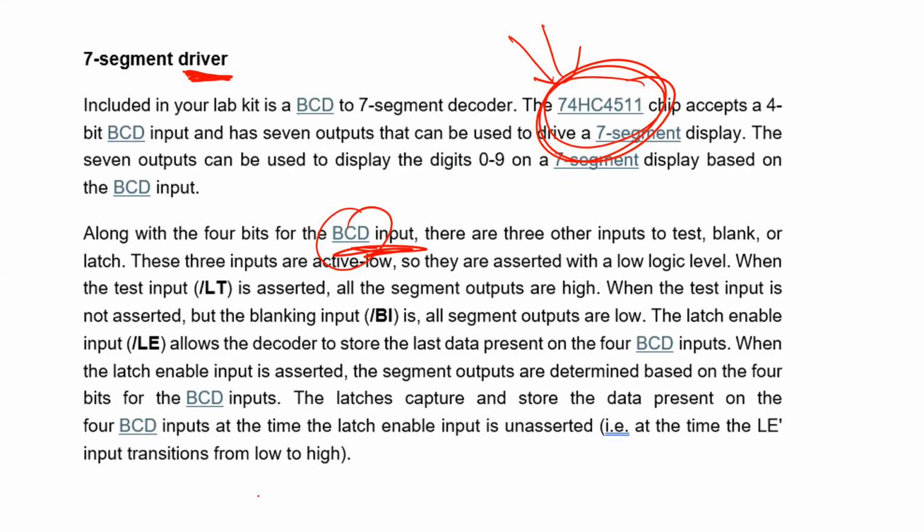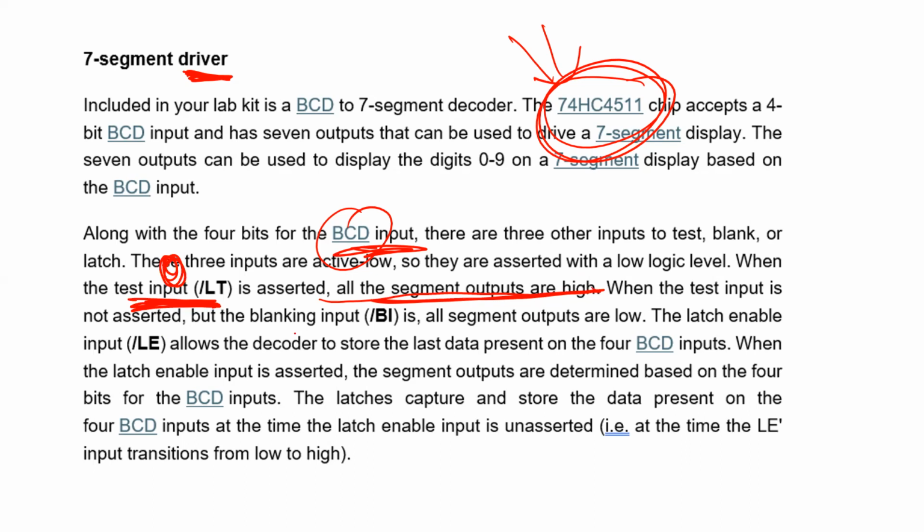Let's see this input. One of the inputs here is the test input. This one is used if you want to test the 7 segment, if I want to see if the 7 segment is working or not. So in this case, if I put 0 in this input, this will turn all the LEDs on. This way, I can make sure if all the segments are working or not.